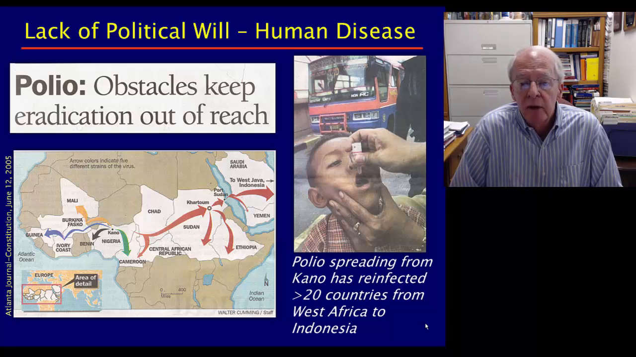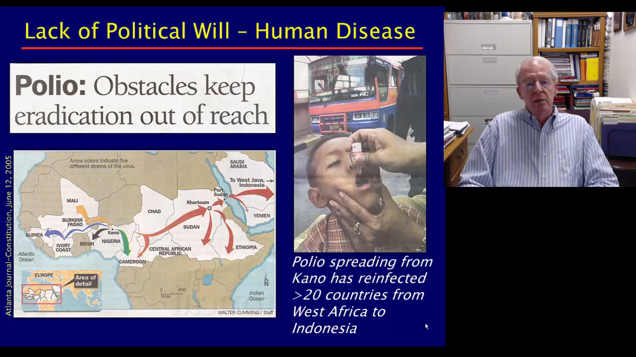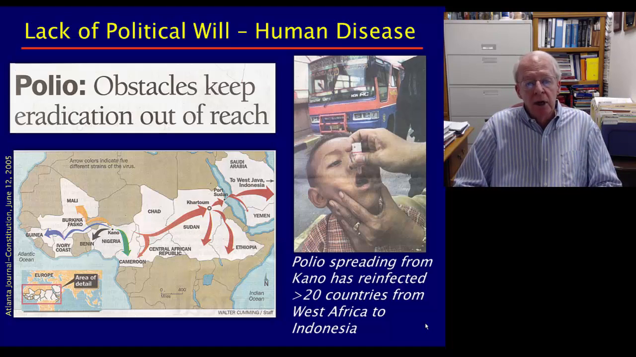As a result of that decision to stop those immunizations, polio spread from northern Nigeria and reinfected over 20 different countries in West Africa, East Africa, the Middle East, and as far away as Indonesia, where the disease had previously been eradicated, greatly complicating the challenges related to global polio eradication. More recently, we've seen other challenges to that eradication effort.